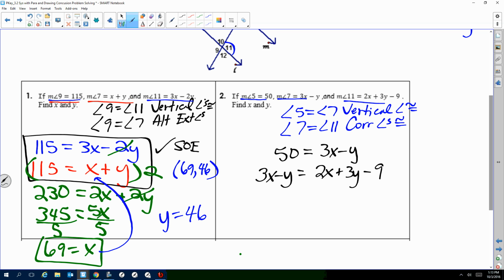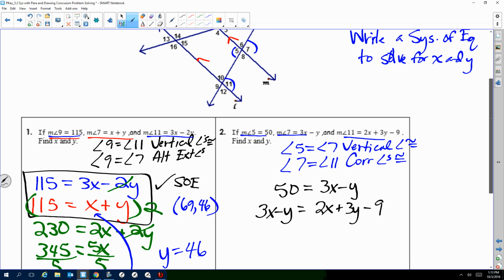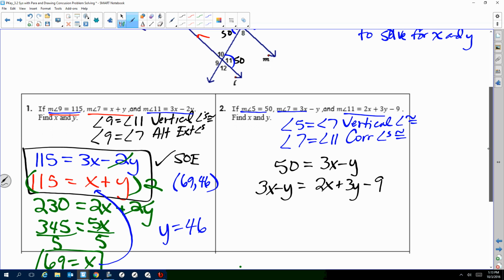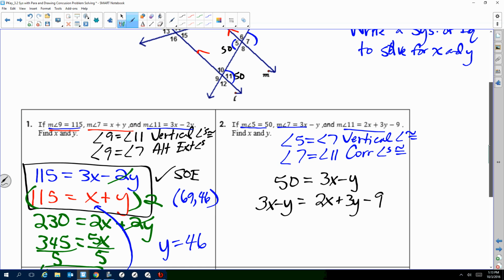11 and 5 are what? 11 and 5 are also alternate interior angles. Yes. So if I know that 5 is 50, then I know 11 is also 50, right? And 7 is 50, but we're trying to solve for x and y, so we have to write a system to solve for x and y.